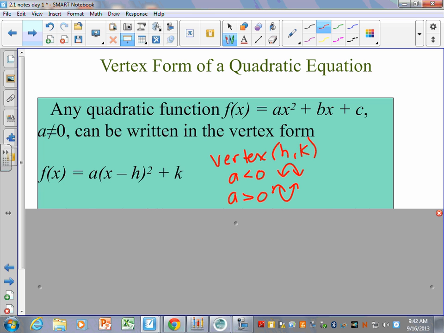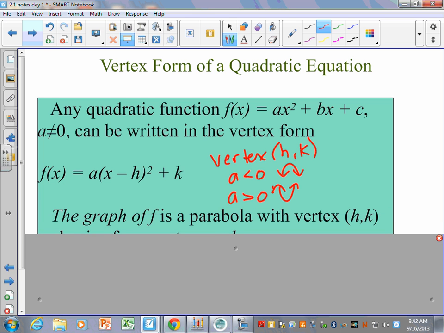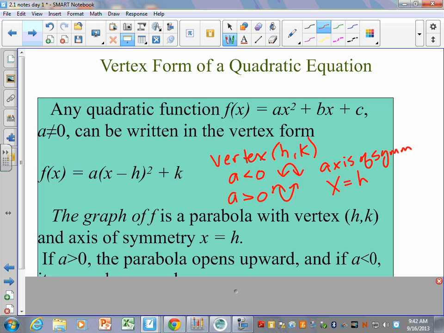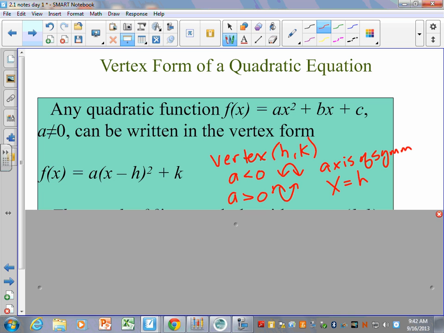I think I just summarized the rest of this, so let's see if I need to read this. Parabola, HK. Oh, I forgot axis of symmetry. We might want to say that. Axis of symmetry, which remember is that line that cuts your parabola in half, is the line x equals whatever h is. But I summarized everything else a lot shorter than this stuff, so we'll just cover that back up.